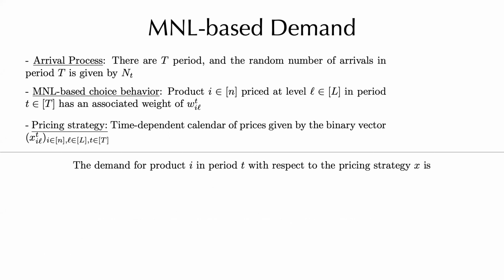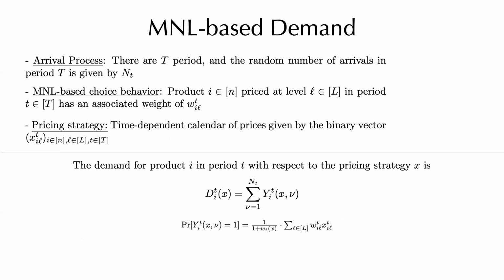Okay. So just to formalize things a little bit more, we have our arrival process, we have our MNL-based demand, and we have our pricing strategy, this calendar of prices. The demand for product i in period t with respect to a fixed pricing strategy X is going to be this. So D_it is going to be the random demand for product i in period t. I compute it by summing up over the number of random arrivals.